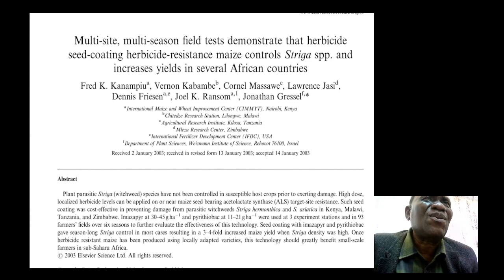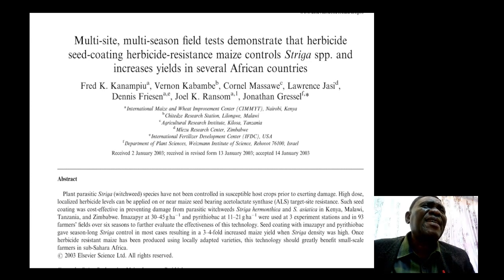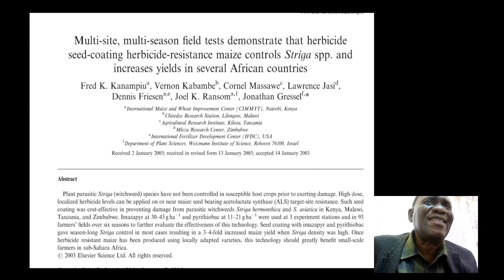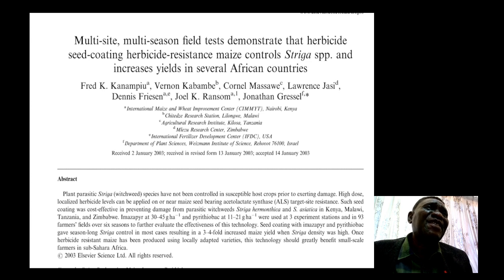Now, there's also another paper here on imazapyr. On this paper, Zimbabwe also contributed in this study, where you have Lawrence Jassy as one of the authors of this paper. So there were some sites in Zimbabwe where this work was done.